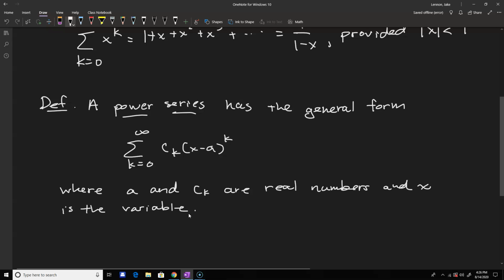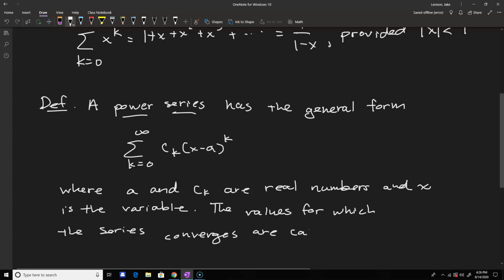The c sub k's you would call the coefficients, and the values for which the series converges are called the interval of convergence. That just means if you plug those numbers in for x, you end up with an infinite series, and the question is, does that series converge? That takes us back to the infinite series from earlier lectures.